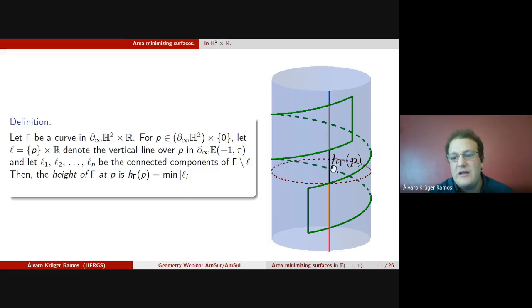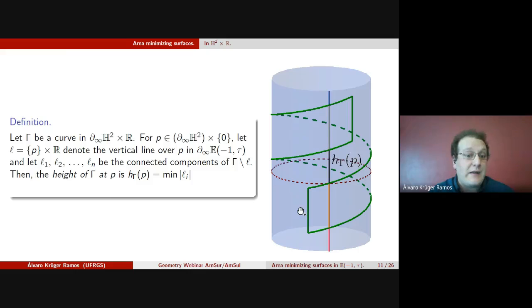So in this picture, this piece has the least length, and length here, I mean Euclidean length. So it could be infinite, this minimum. If it is a graph, the height at all points is plus infinity, and if you don't intersect the curve, it's also plus infinity, and so on.